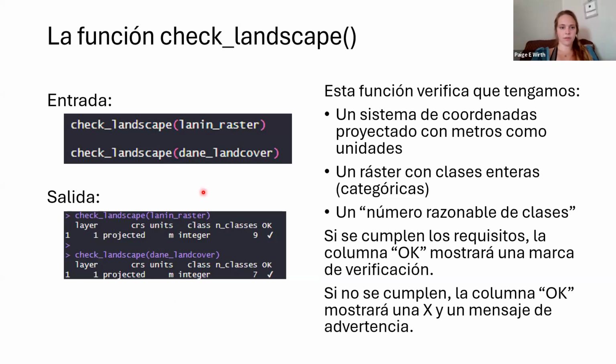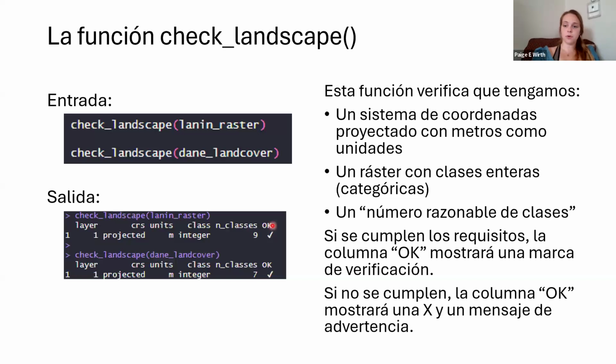The last thing that it's going to be checking for is that we have a reasonable amount of land cover classes or habitats. That's this column here. I'm not really sure what the upper limit that they consider reasonable is because it doesn't say in the documentation, but the function will tell you if it is unreasonable. So the Lenine raster has 9 classes and the Dane raster has 7, and the function has determined that both of those are reasonable. So we get a check mark in the OK column because everything is checking out.